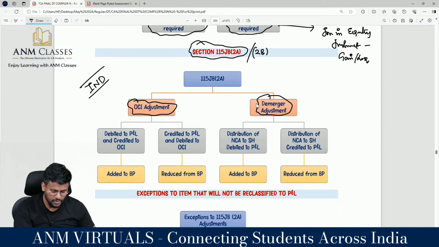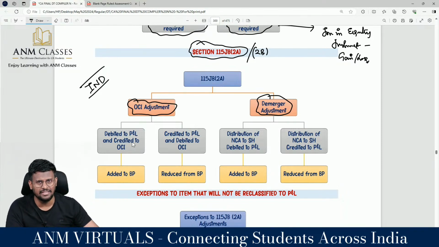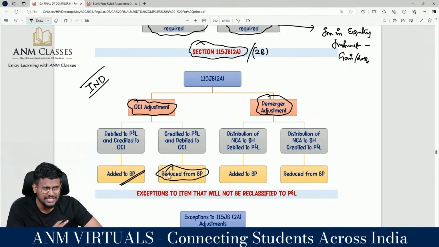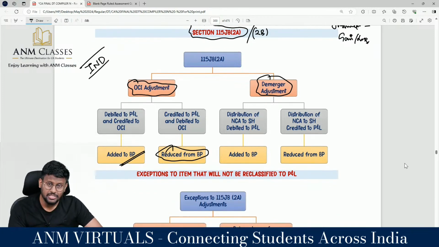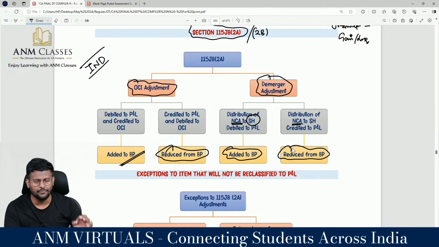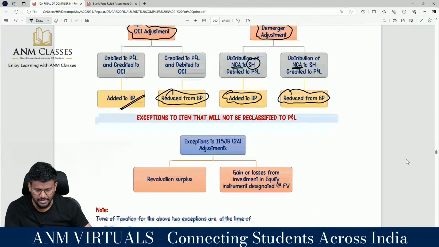OCI adjustment: if you debited P&L account and credited OCI, that is P&L account debited to OCI, it should be added to the book profit. Yes, sir. Credited to P&L account and debited to OCI should be reduced from the book profit because for OCI we don't want MAT. Demerger adjustment: distribution of non-cash asset to the shareholders debited to P&L account should be added to the book profit. And distribution of non-cash asset to shareholders credited to P&L account at the time of demerger is reduced from the book profit. This is what 115JB subsection 2A and 115JB subsection 2B is all about.